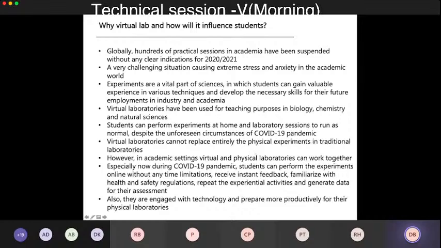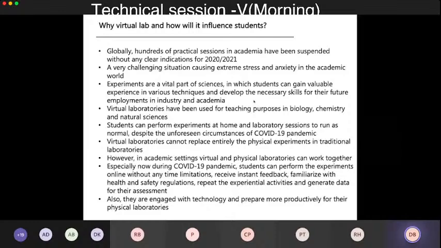Hundreds of practical sessions in academia have been suspended from 2020 to 2021. This challenging situation is causing extreme stress among students, because without practicals, science students cannot go into the real world. If they want to do a PhD and don't know how to take the weight of a salt in a balance, or how to test what kind of elements are present, like in higher secondary practicals, some gravimetry experiment, then it will be a real problem.